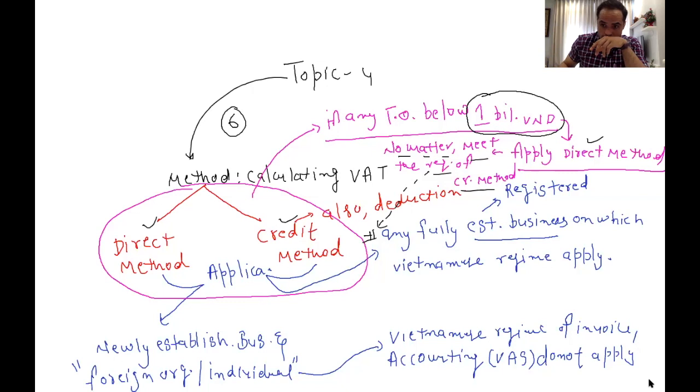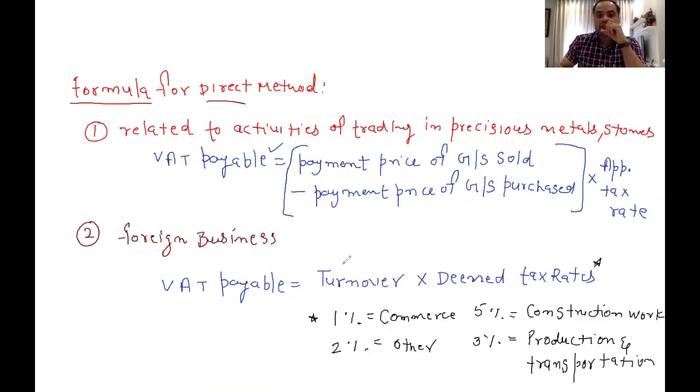And of course, we also finished the estimation part for the direct method. So now we move on to the calculation of the credit method.